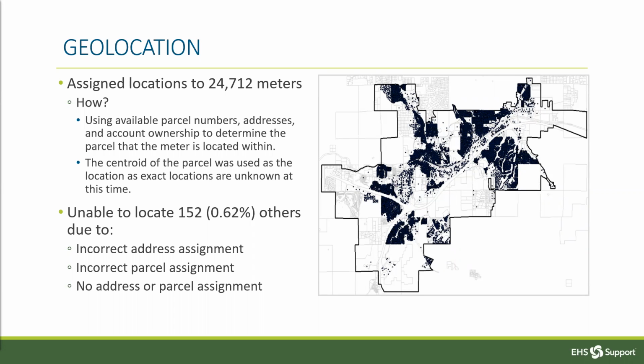In the end, we were left with 152 unlocated meters, which all in all, is a pretty small percentage. Most of these were unable to be located due to incorrect or lack of information in the database. The city is aware that some locations are going to be found in the future by staff.